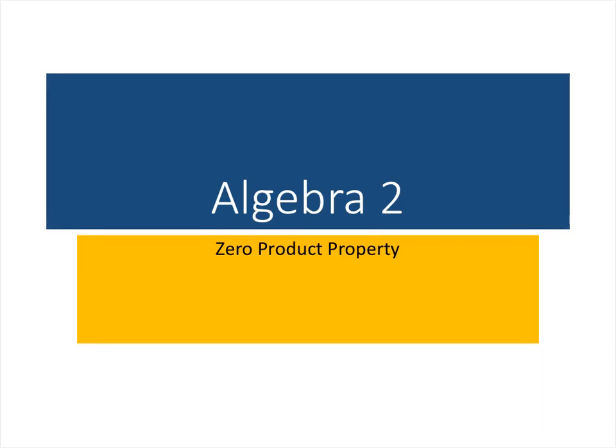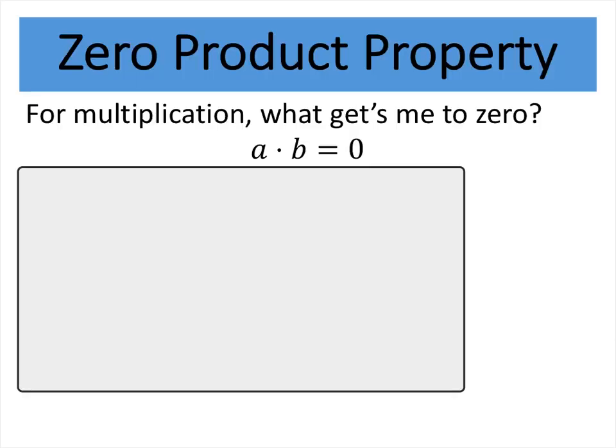All right, y'all. So we've been talking a lot recently about factoring, and the reason we're using factoring is because once something's factored, we can use the zero product property to find the roots, and I'll explain a little bit about what that means in this video.